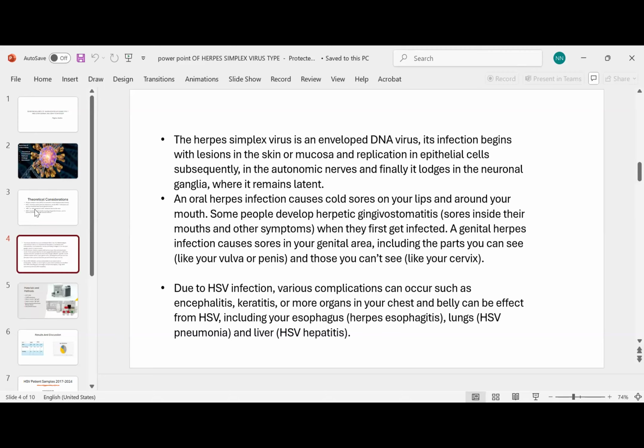Due to herpes simplex virus infections, various complications can occur, such as encephalitis, keratitis, or more organs in your chest and belly can be affected from herpes simplex virus, including your esophagus, lungs, and liver. These types of infections are more likely to affect people who are immunocompromised. Herpes simplex virus 2 remains one of the most common sexually transmitted infections, but continues to be underestimated, given the vague presentation of its symptoms.